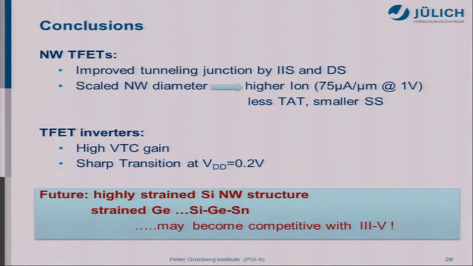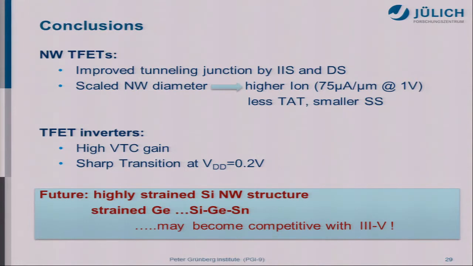And also I showed you that if we scale the nanowire diameter, we can suppress the trap-assisted tunneling and also decrease the subthreshold swing. And also I showed you that with our first T-FET inverters, it shows high VTC gain and also a very sharp transition even at VDD of 0.2 volt.